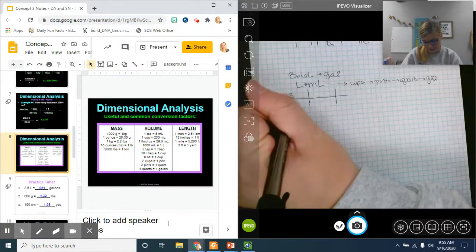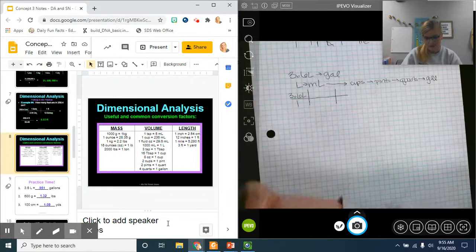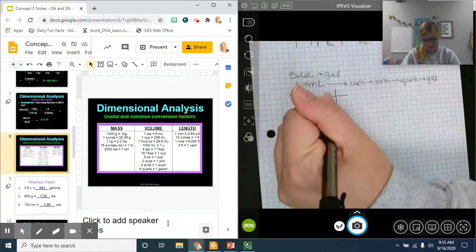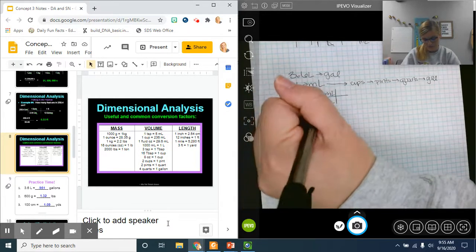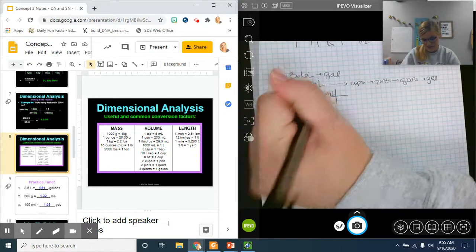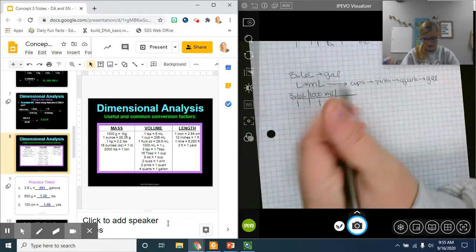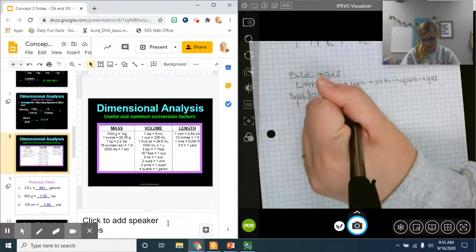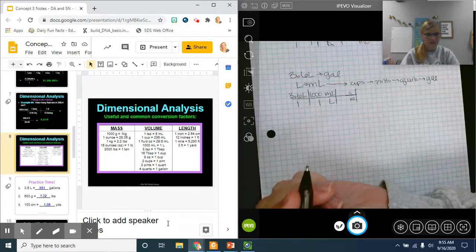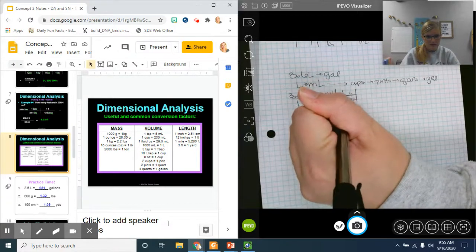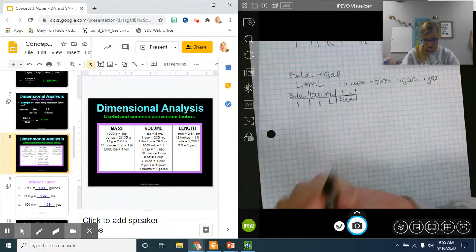I have 3.6 liters that I start out with on top of a 1. I know I'm going to cancel out my liters and go to milliliters. So I look at my conversions and I have 1,000 milliliters inside of 1 liter. So those are equal to 1. And then I'm going to go from milliliters to cups. So I have 1 cup and 236 milliliters.